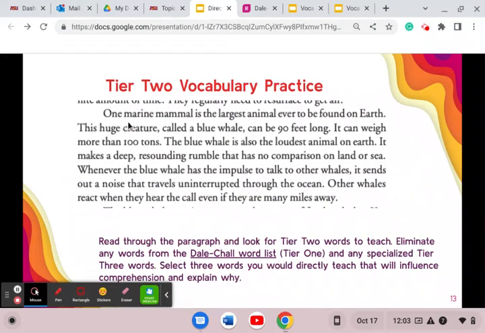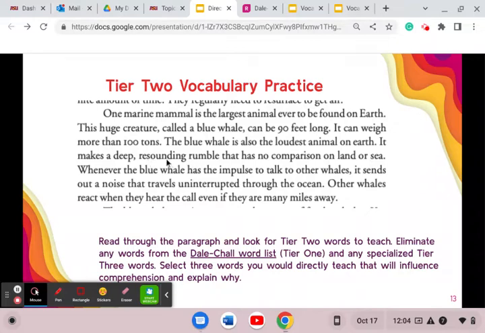So let's see. You might need to do marine, mammal, huge, creature, depending on your students' level. What about way? That might be one, but it might be very common. Your students may know that one. A Tier 1 word I would think would be animal.